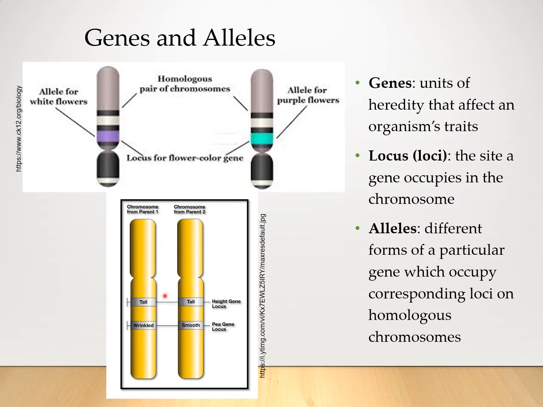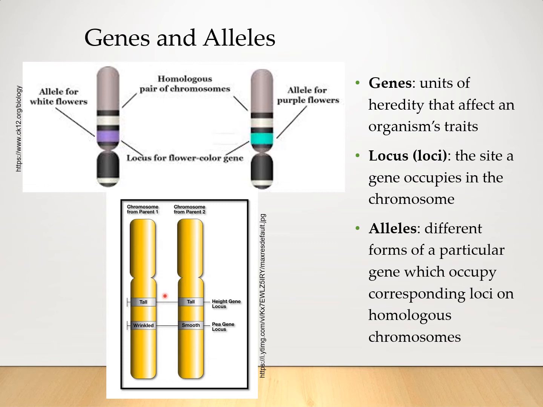To understand heredity, it is very important to know these terms. Genes are sections on a chromosome and will be in the same location, or locus, of the two homologous chromosomes inherited from both parents. Alleles are variations in traits. Homologous chromosomes can have the same allele or they can have different alleles.